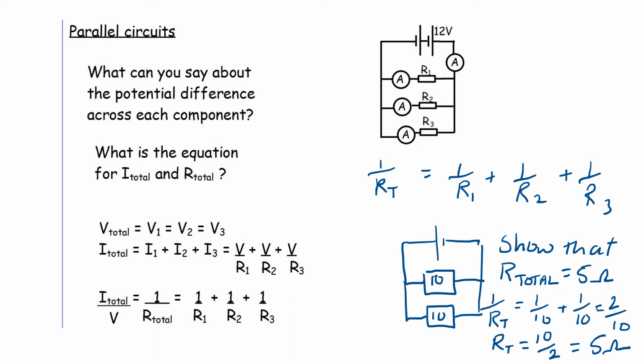When we have two resistors of the same value connected together in parallel, the resistance halves, and that's a handy rule to remember. So two 10 ohm resistors combined together in parallel gives us 5 ohms.